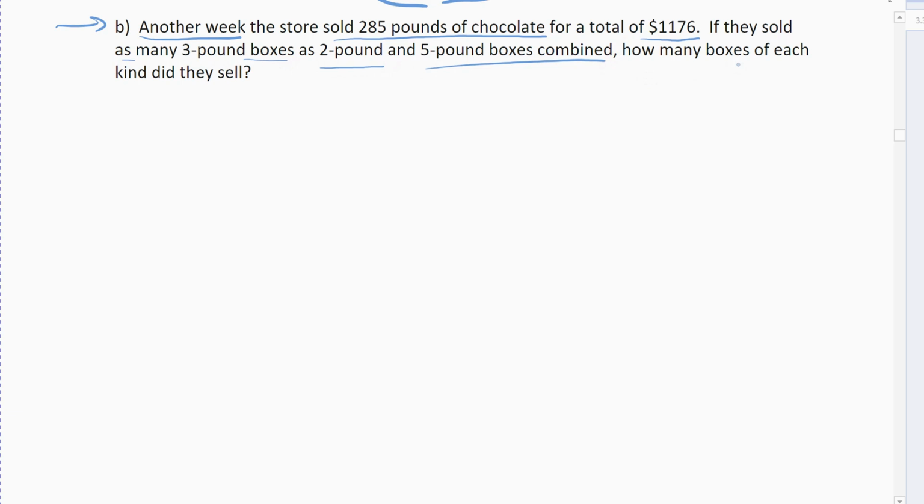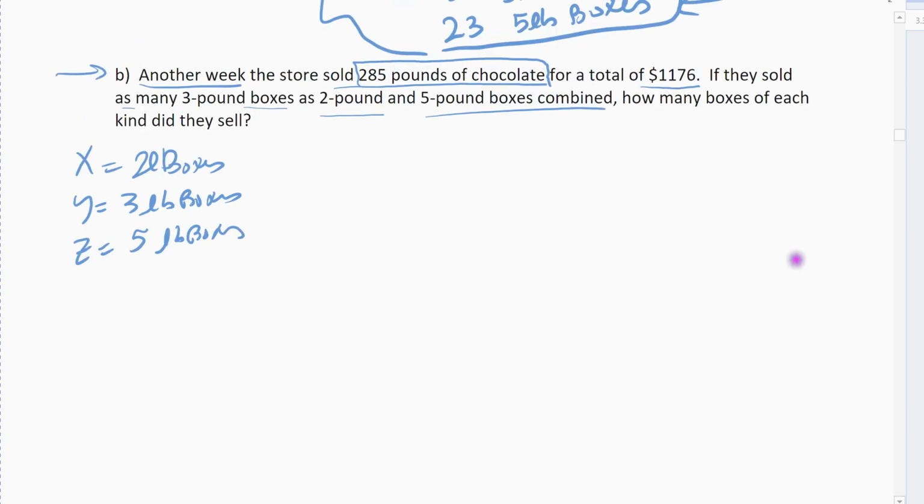So they're giving me different information. I'm still going to let X be the 2-pound boxes. Y is still going to be the 3-pound boxes. And Z is still going to be the 5-pound boxes. All right, but this time they didn't give me the number of boxes. So make a note, that's different.